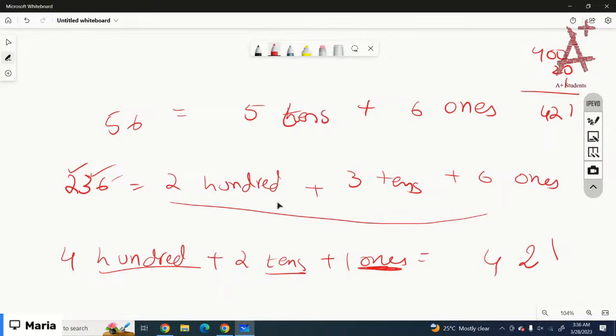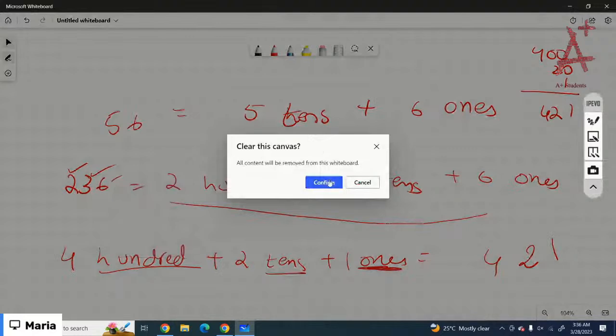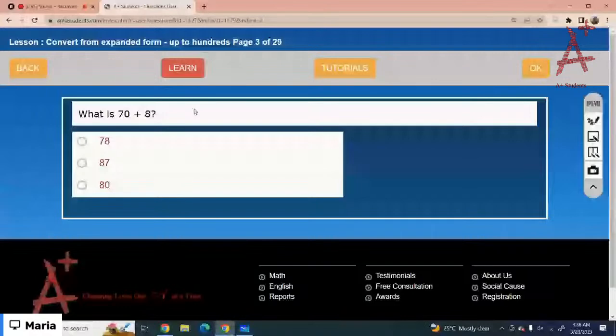So these are the very basic things. Let's go back to the lesson we are working on. So 70 plus 8 is, that means 8 is at the ones position and 7 is at the tens position. So which number do they make? Yes, it makes 78. Got it? Option number 1 is the correct option.